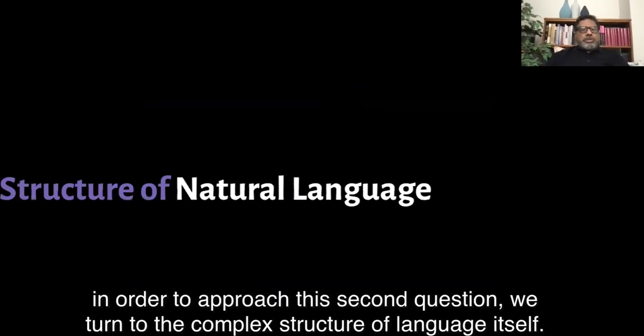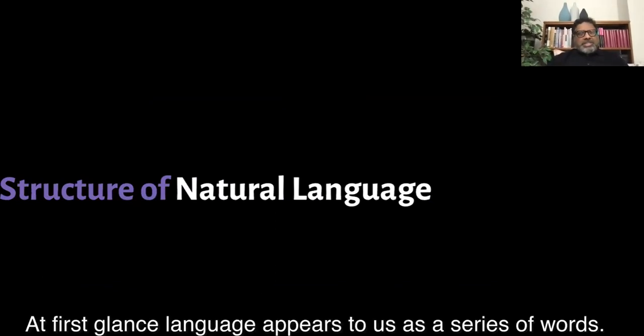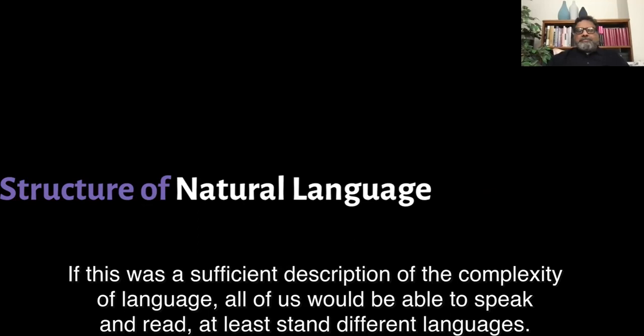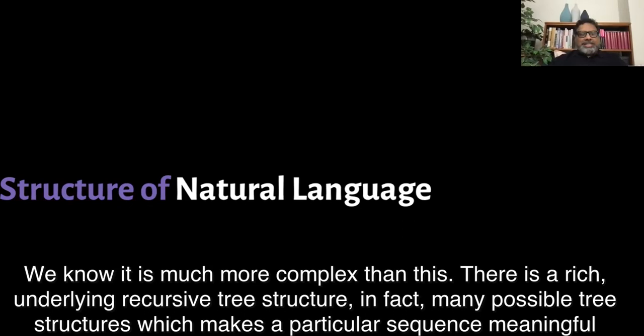In order to approach this second question, we turn to the complex structure of language itself. At first glance, language appears to us as a series of words. Words form sentences, sentences form paragraphs, and paragraphs form completed text. If this was a sufficient description of the complexity of language, all of us would be able to speak and read at least 10 different languages. We know it is much more complex than this.